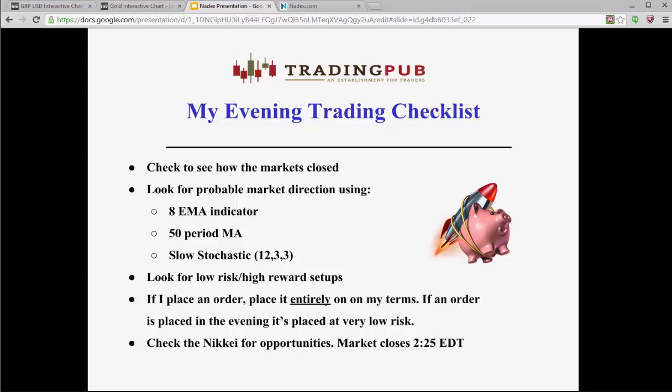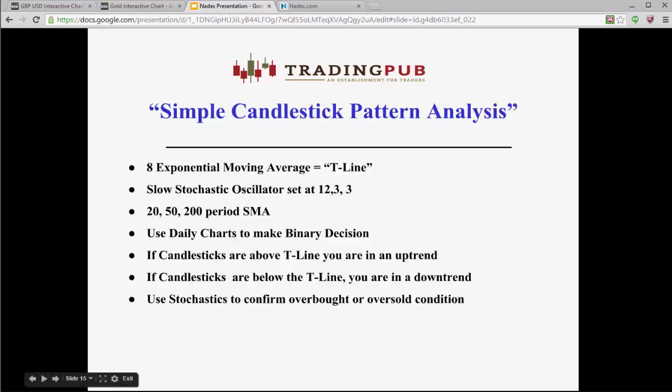Also in the evening, I take a look at the Nikkei market. Sometimes it behaves itself very nicely, and it's in alignment with all my indicators, and maybe the Dow had a good day and the Nikkei is following suit, and I can find a nice little buy proposition. By the time I wake up in the morning, I'm in the money, and it's just a good way to start the day.